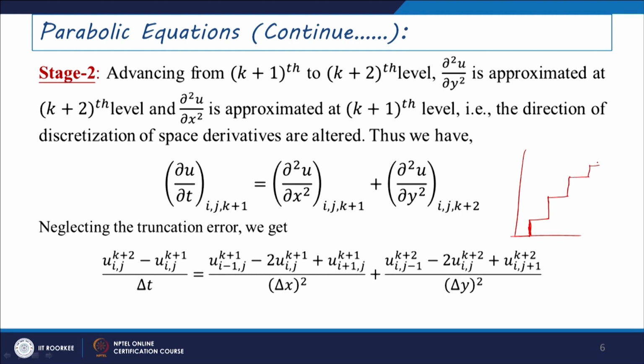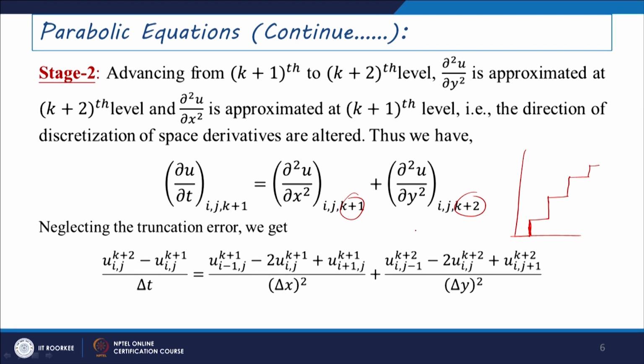So, the direction of this discretization of space coordinates is altered now. Thus, we can write here del u by del t at ij, k plus 1th level here, and del square u by del x square at k plus 1th level, and del square u by del y square at k plus 2th level here. So, if you neglect the truncation error, then we can write this one as u_ij^(k+2), since we are considering here this forward difference approximation.